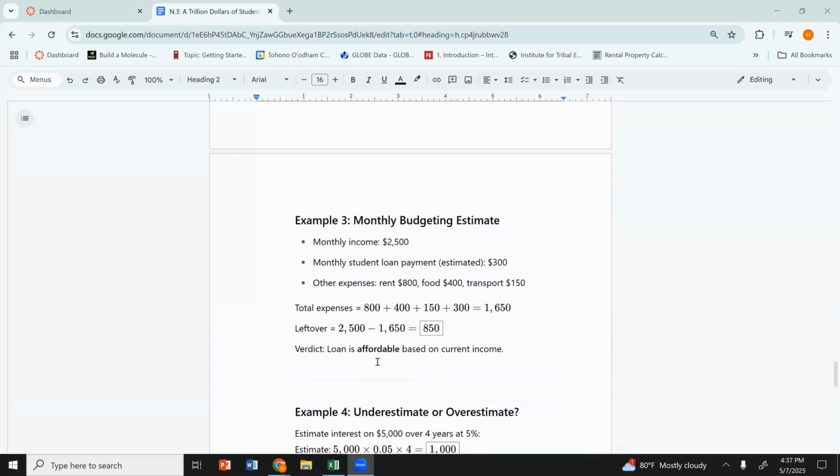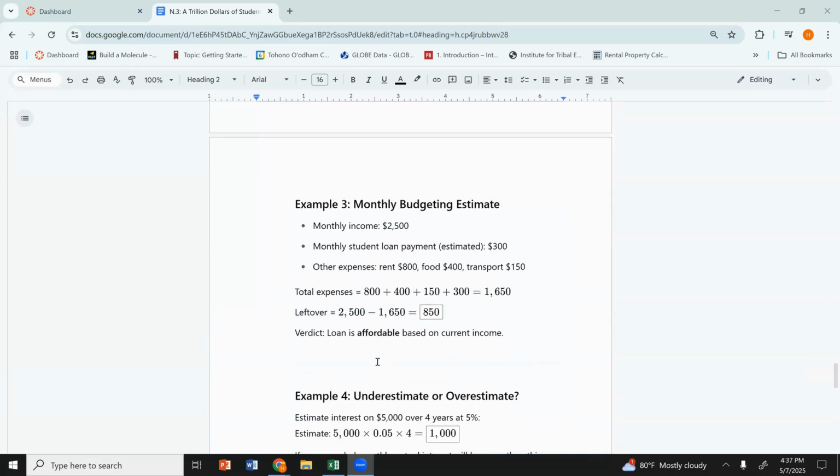Example 3, we're going to look at monthly budget estimate. Okay. So let's say you have a monthly budget, I want to pay this amount per month, nothing more. So let's say monthly student loan payment is estimated at 300, and the other expenses, including rent, food, transportation, is 800 for rent, 400 for food, transportation is 150.